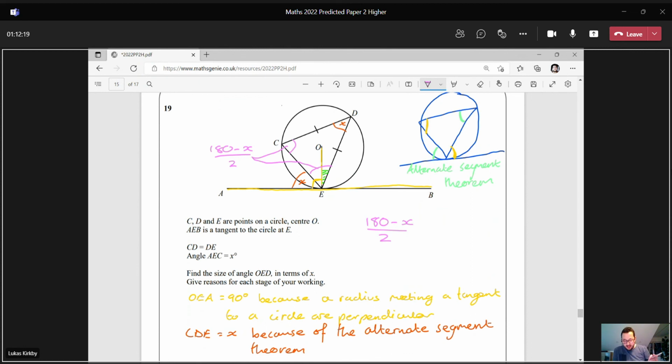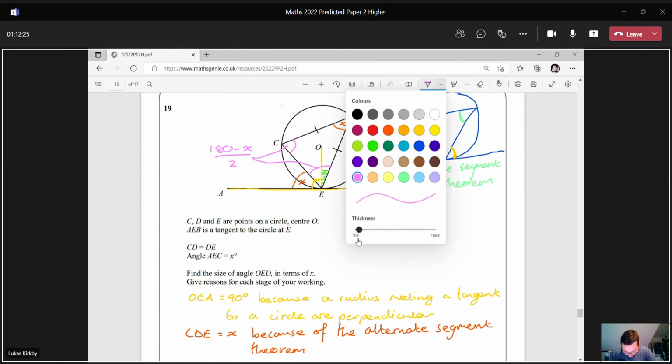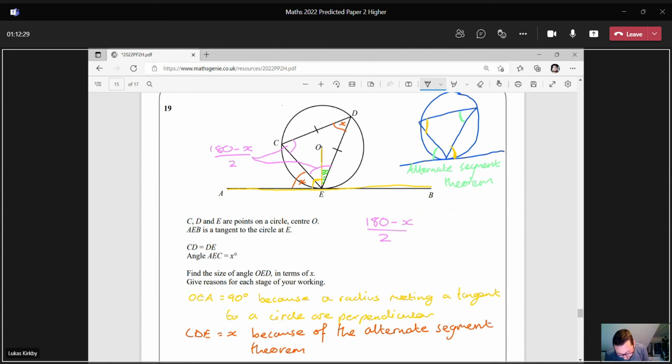Okay. And then finally, we're going to use the fact that, let me use another, I'm running out of colours here. Let's be boring and use a grey. So if this is 90 and this is x, then this bit here has got to be 90 minus x. Okay, so now I think I'm finally ready to write down what the angle is.